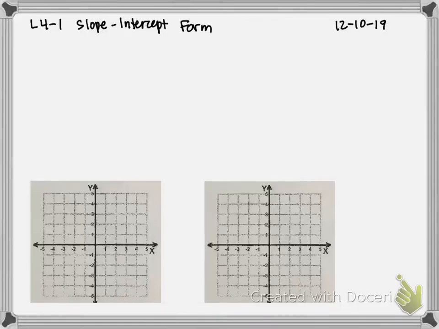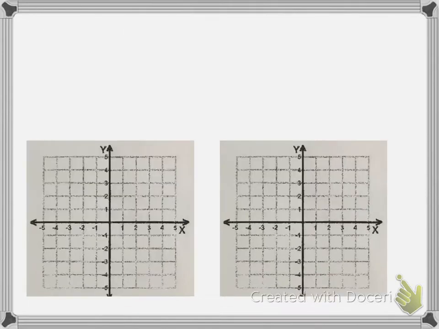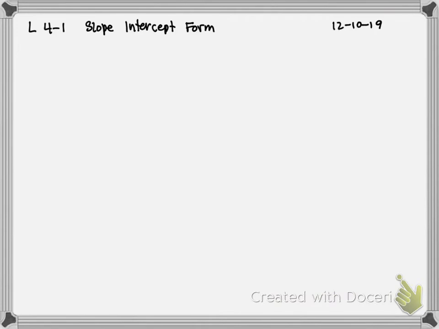Our notes are titled Lesson 4-1, Slope-Intercept Form. Today's date is 12/10/19. I think I'm going to want to shift these. There we go. That's the front page. We're going to do some writing underneath here, and then I'll go to the next screen, which should end up at the bottom of your page for doing examples. And then on the second page, we'll talk about going another direction on this.